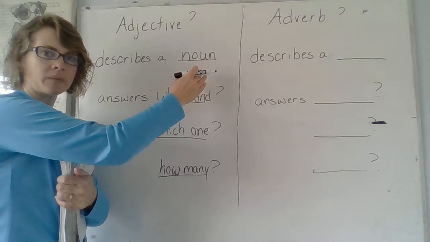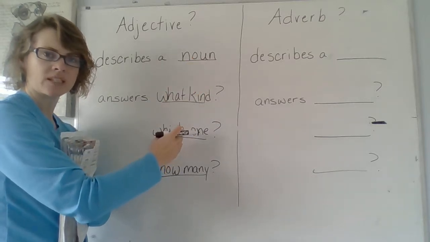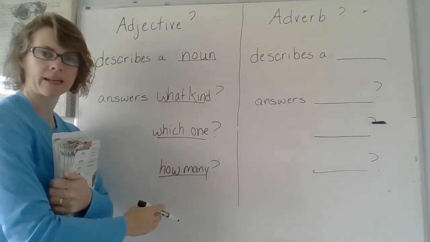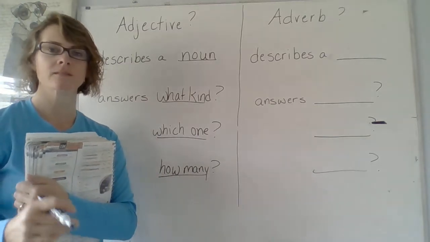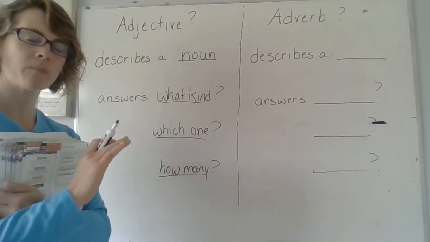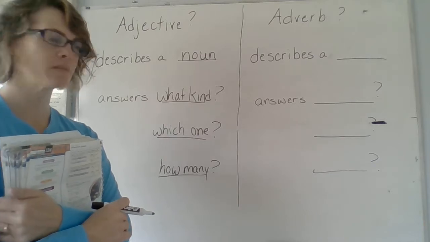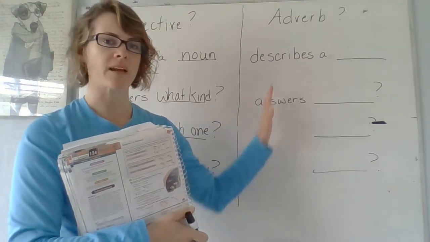An adjective describes a noun and answers these three questions: what kind, which one, how many. If you've gotten them right, you can go ahead. Erase your whiteboard and let's try adverbs. Fill in the blanks for this side of the board now.